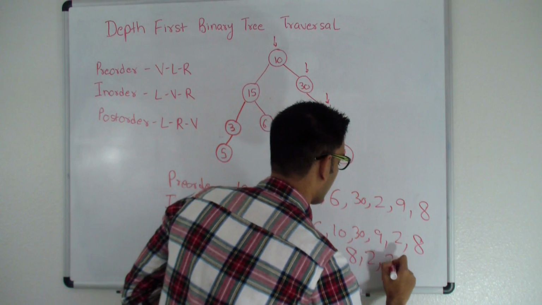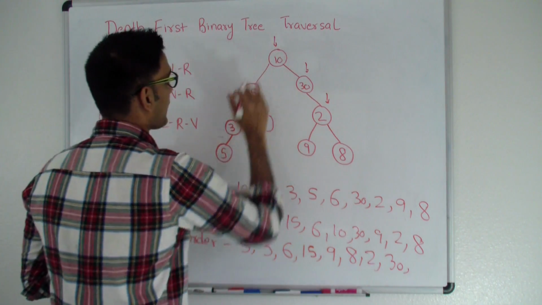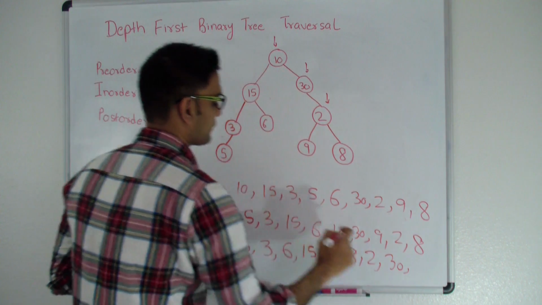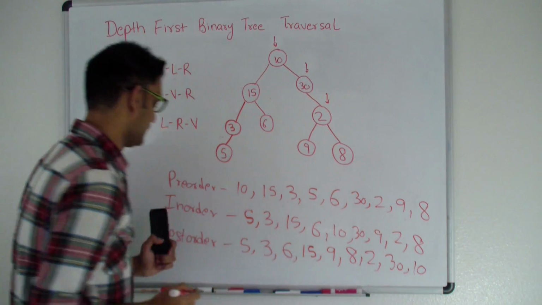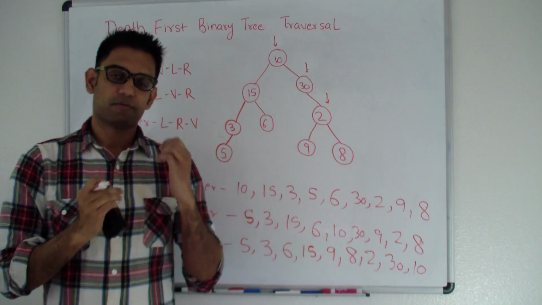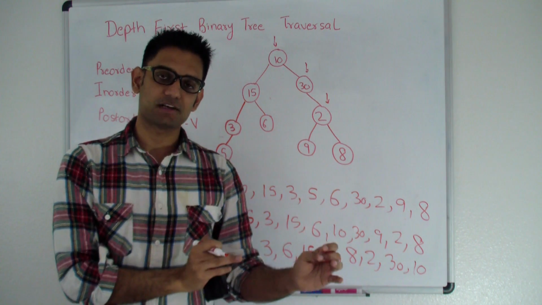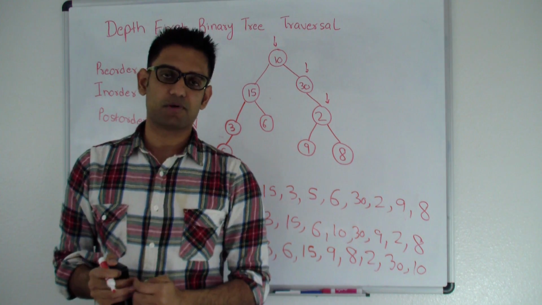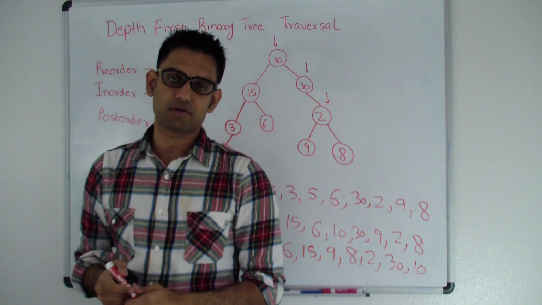Then for 30, everything on left and right is visited. So we print 30. And finally, for 10, everything on the left is visited, everything on right is visited, so we print 10. So this is the post order. Again, for every node, its left side should be totally visited, its right side should be totally visited, and then you should print the node. So that's a post order.